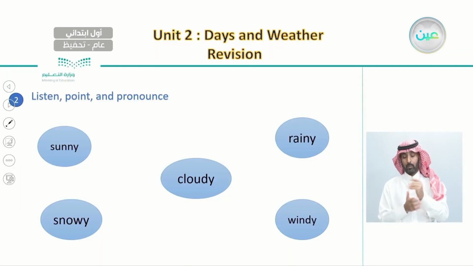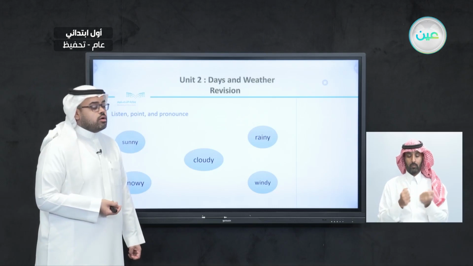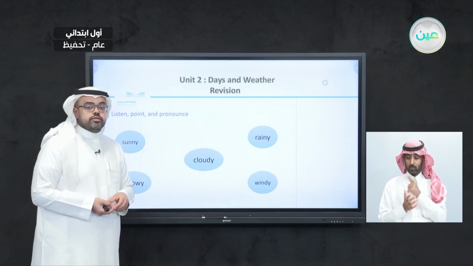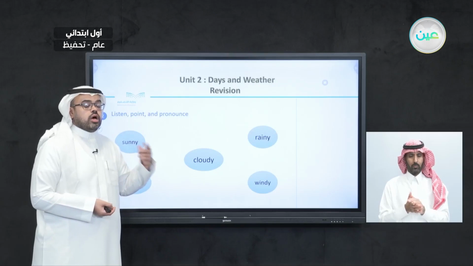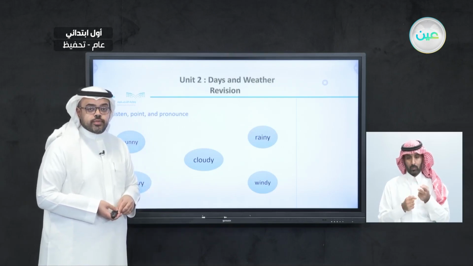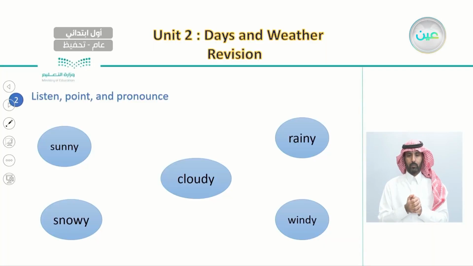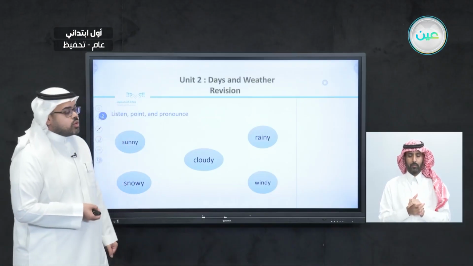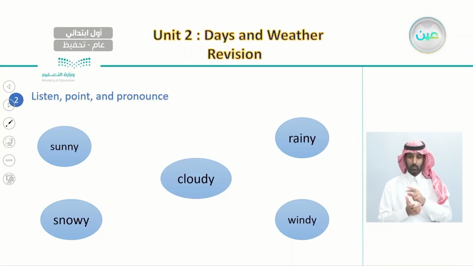After this, we had another exercise where we did listen, point, and pronounce each of these types of weather. Here, we would like to do this exercise again, where I'm going to say one of these types of weather, and I would like you to point to the type I say, and to say it after me. I would like you to point where is the type I said, and after this pronounce it, which means say it again after me. So now let's listen to different types of weather.